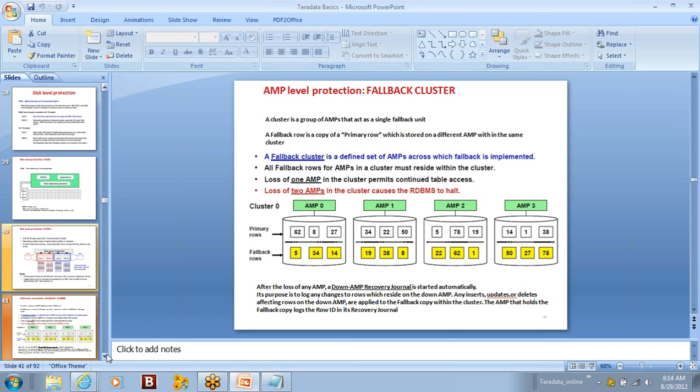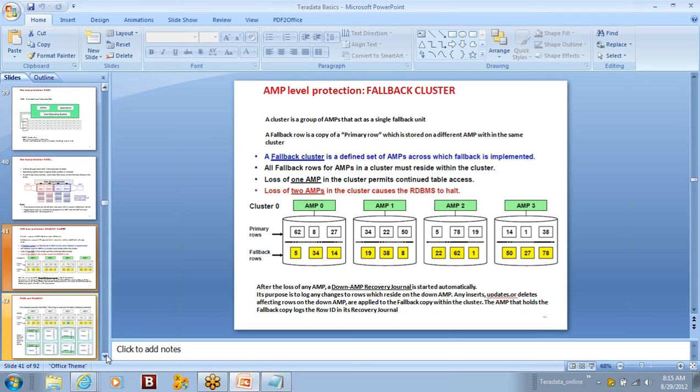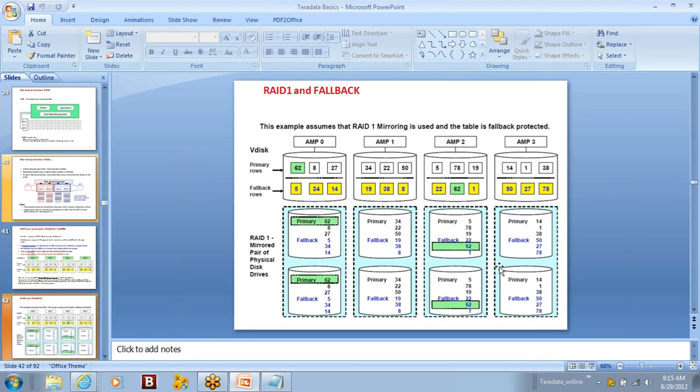Now we will see the combination of RAID 1 and the fallback cluster, and how efficiently they are aligned to give us maximum data protection. In this example we'll see RAID 1 with a fallback combination. We have a cluster here with a combination of 4 AMPs, AMP0, AMP1, AMP2 and AMP3, and we have the primary data stored, and the corresponding fallback data also stored within the cluster in other AMPs.